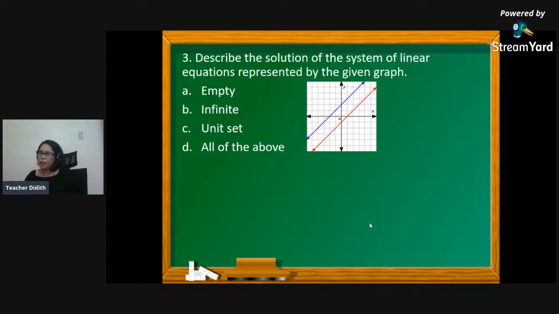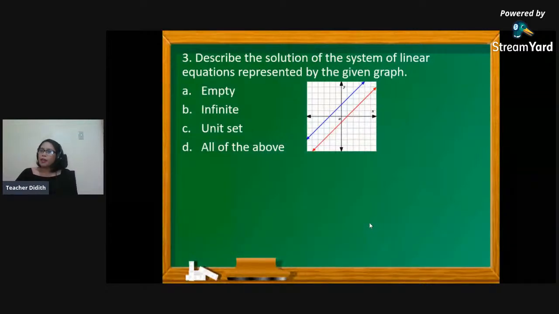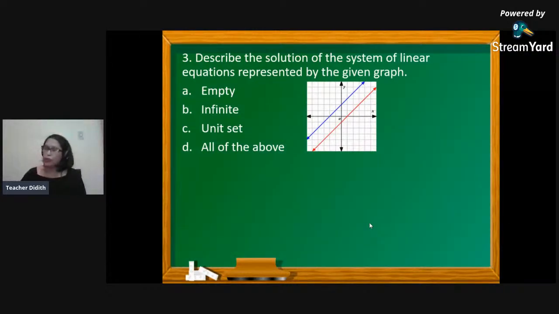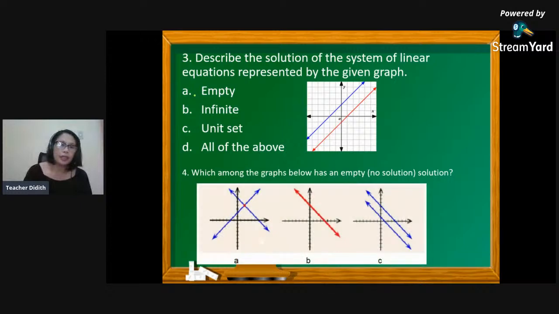The graph is a pair of parallel lines, and you learned that there are three types of systems of linear equations. One is the consistent and independent system. The other one is the consistent and dependent system, and the last one is inconsistent. For an inconsistent system, the graph is a pair of parallel lines with an empty solution. So you are all right. So the answer is A. It's empty. Very good.